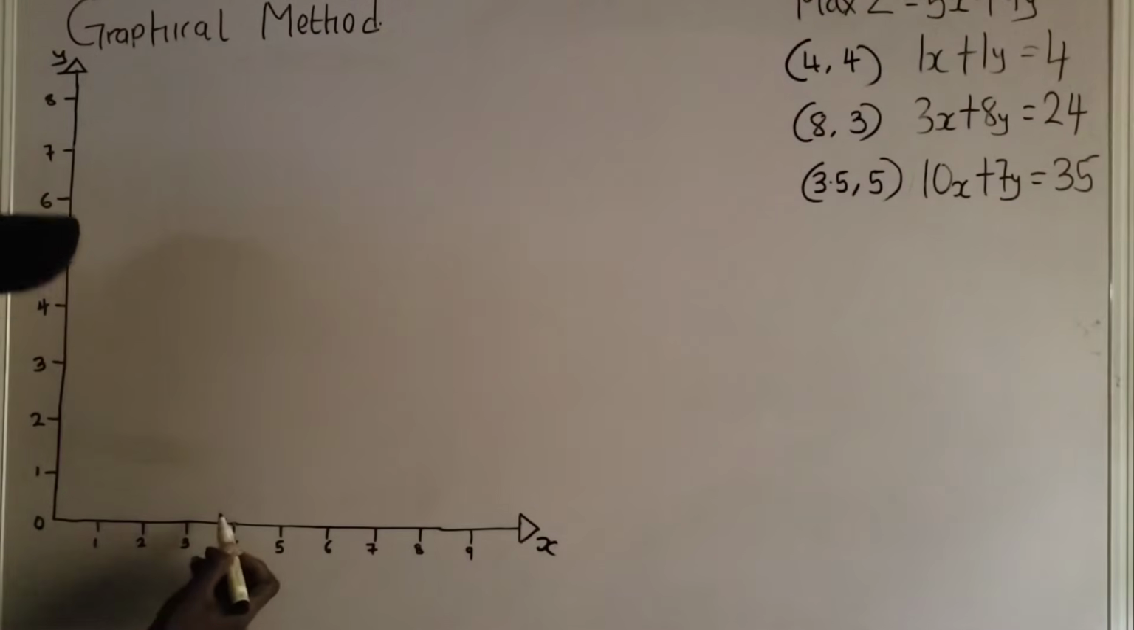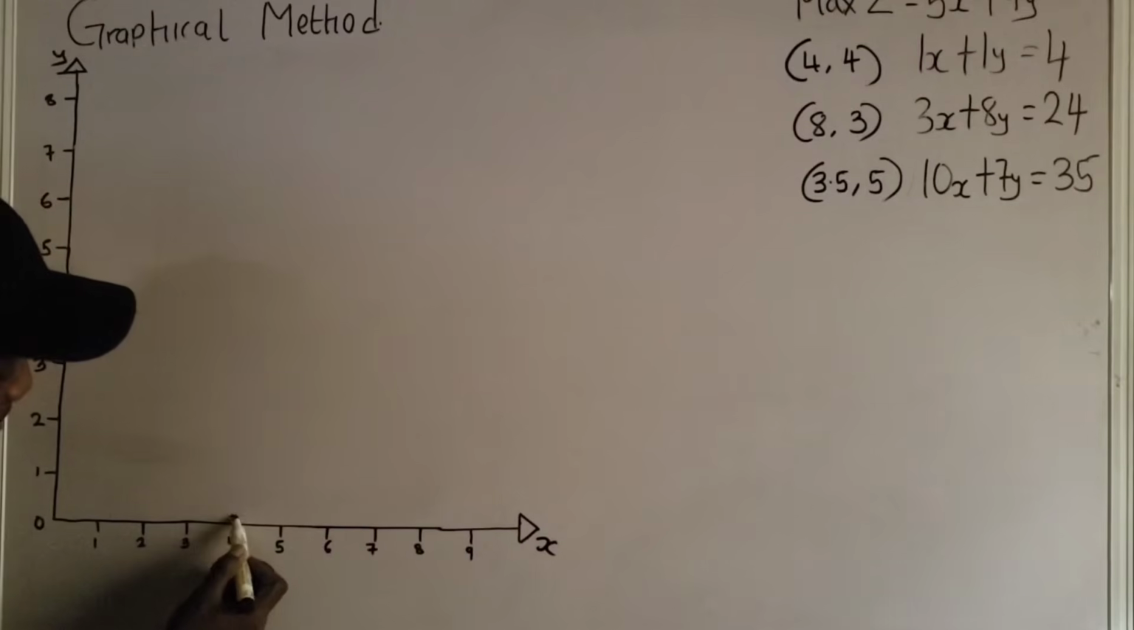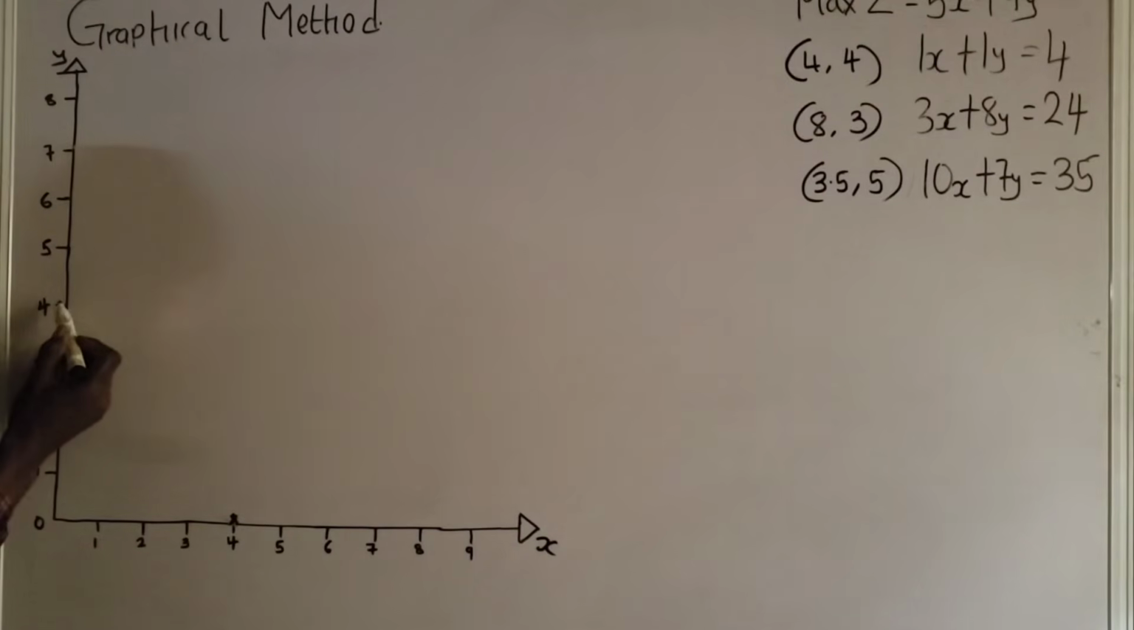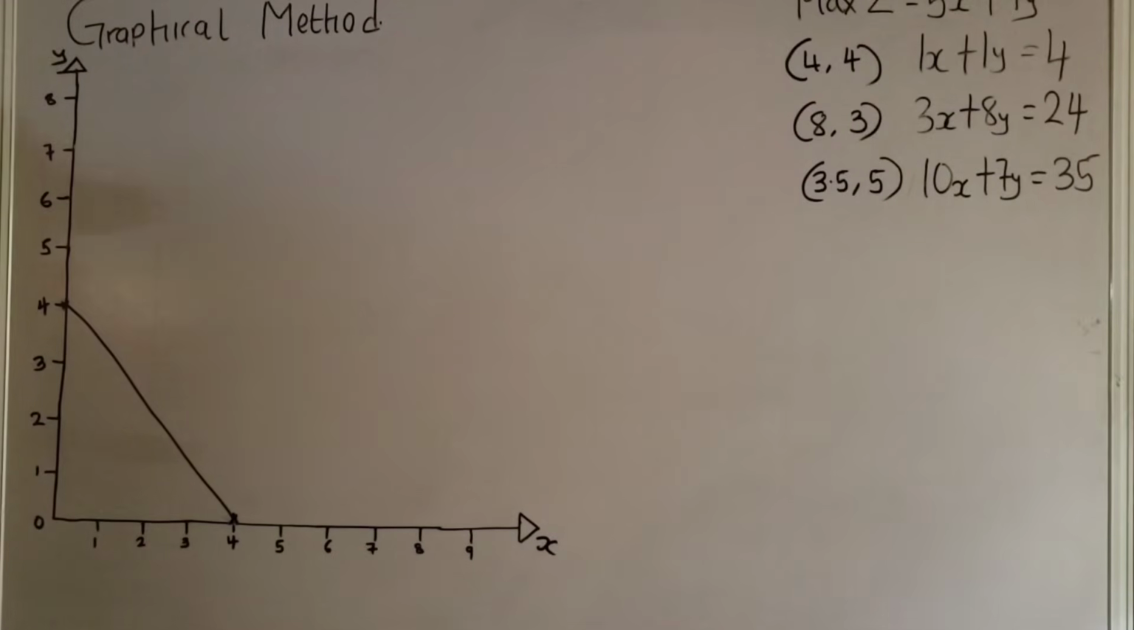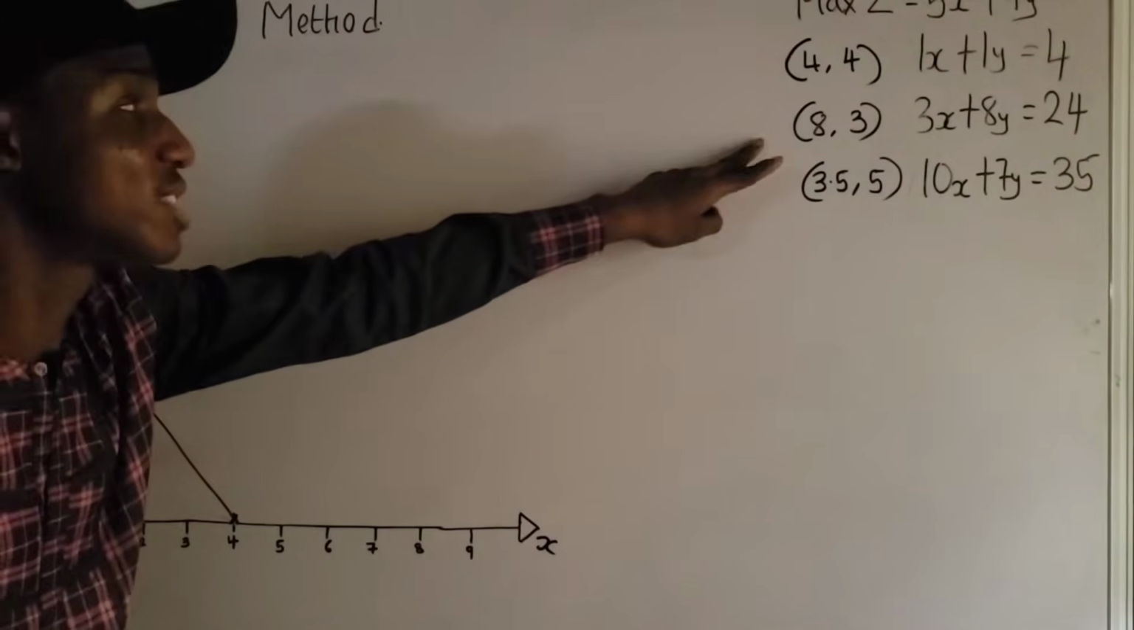So I'm going to locate 4 on the x-axis and 4 on the y-axis. Okay. So I'm going to rule it. Sorry, I'm not good. My hand is not straight. Please just make sure that you get what I'm saying. You get it. Okay, let's proceed to plot the second coordinate.